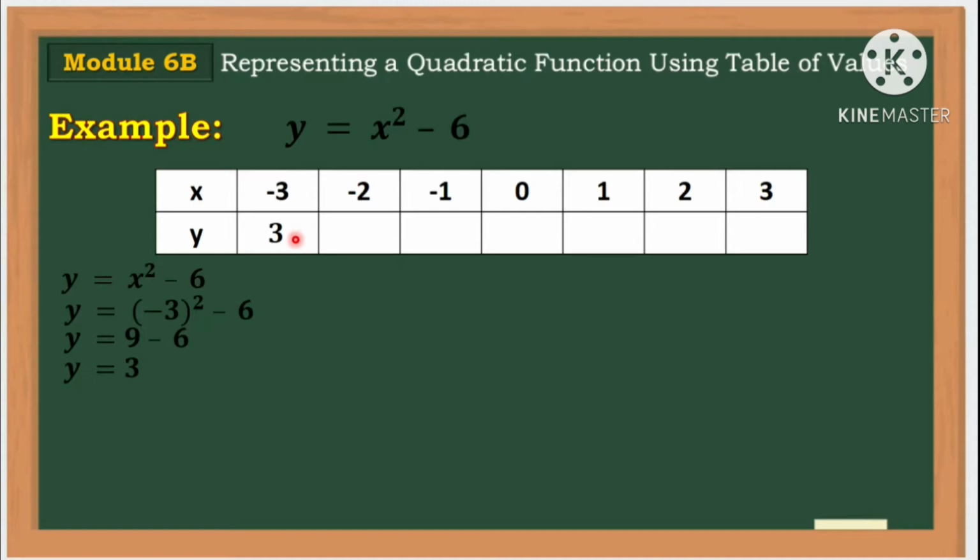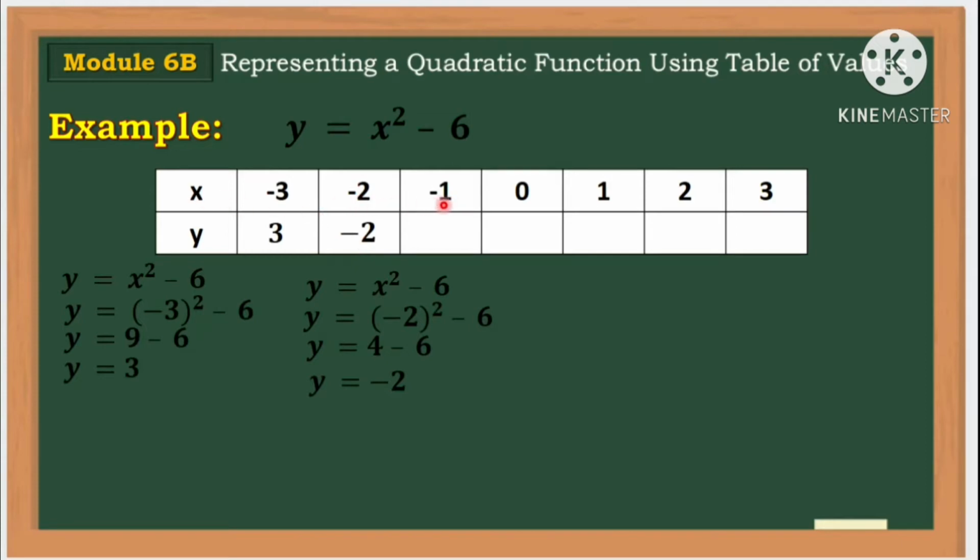Follow? Next, if x is negative 2, from the original function we have y is equal to x squared minus 6. So yung x, palitan natin ng negative 2. Yung negative 2, multiply natin by itself kasi naka-exponent. That is, negative 2 times negative 2, positive 4. So simplify, 4 minus 6, unlike sign, so subtract: negative 2. So if x is negative 2, then y is negative 2.